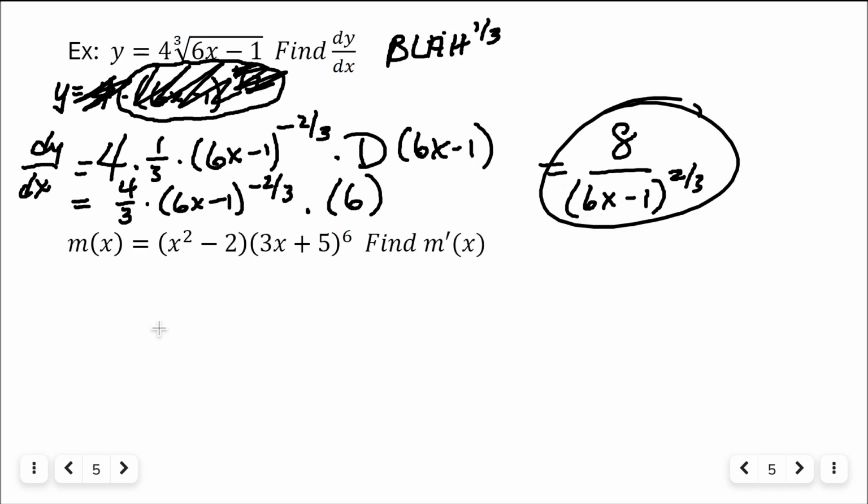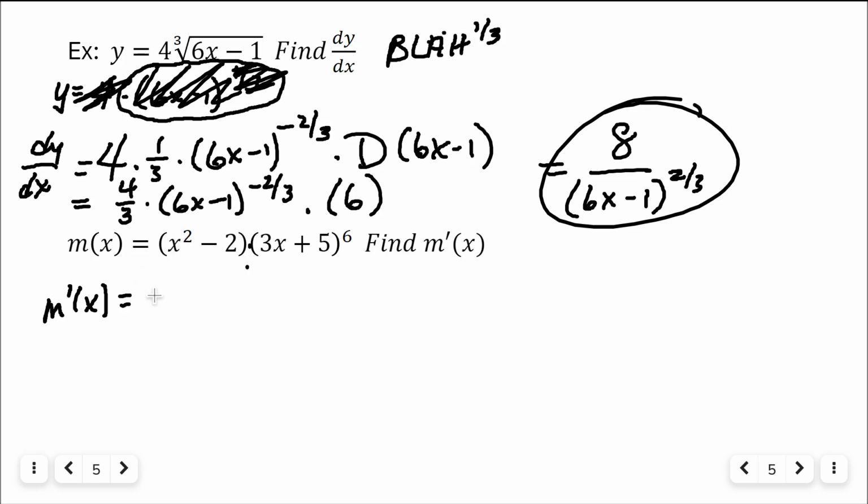Okay. All right, so now let's try m of x, which is x squared minus 2 times 3x plus 5 to the 6th. So these are multiplied. So now, how are we going to do this problem? Well, to do it, we need the product rule, right? It's something with an x times something else with an x. So I have to do the product rule first.